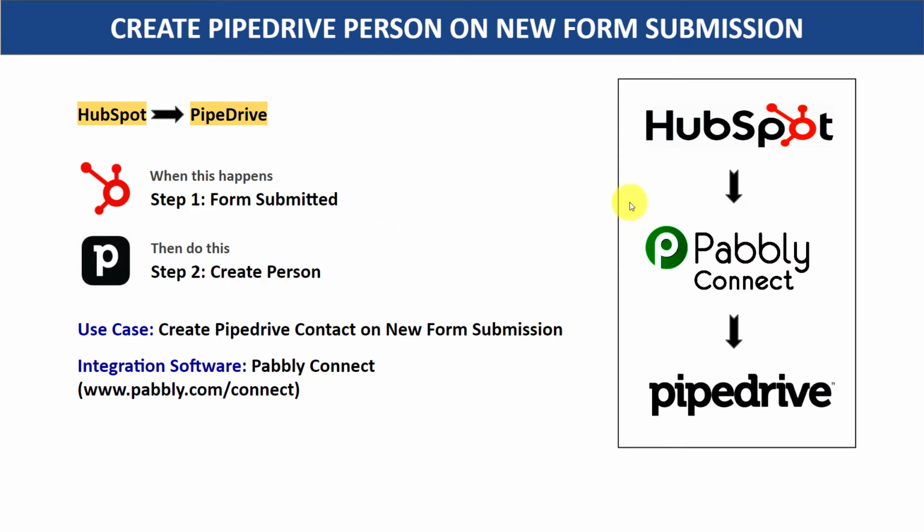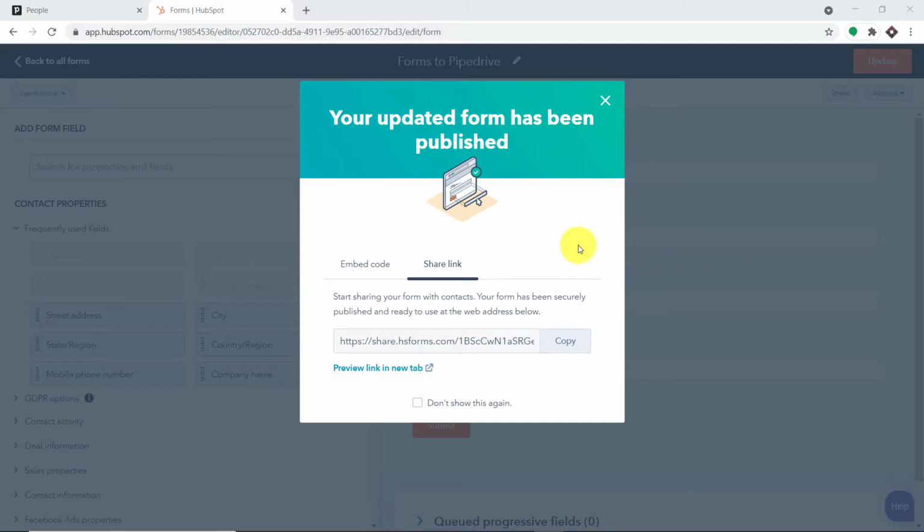So in this video, we will be using Pabbly Connect to integrate HubSpot and Pipedrive. The best part of using Pabbly Connect is there is no need for coding skills or programming knowledge. It can be done easily. Let me show you on my screen. Okay, so we are going to begin with a small example.